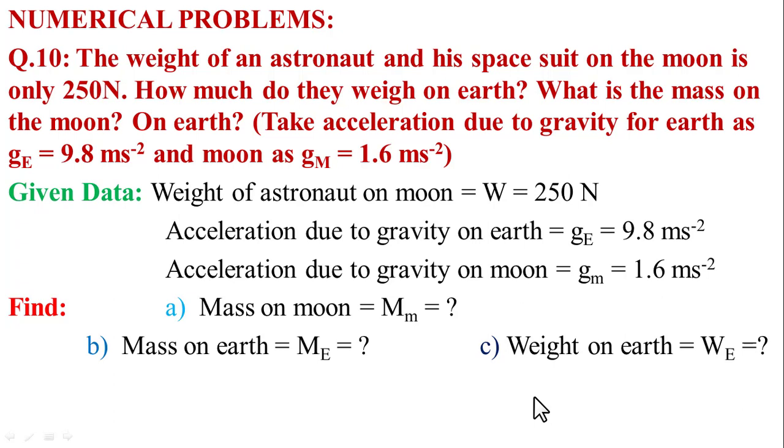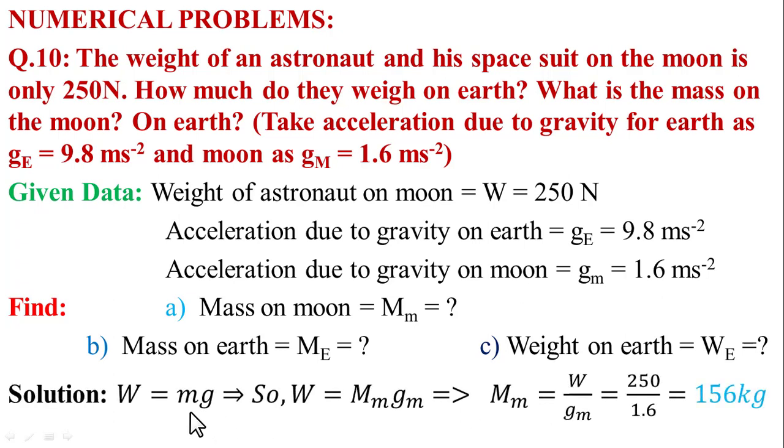First of all, we find the solution. W is equal to mg. So W is equal to mass of moon multiplied by acceleration due to gravity of moon. This implies that mass of moon is equal to weight divided by gravity of moon. So putting the values, weight is equal to 250 divided by acceleration due to gravity of moon 1.6. So the mass of moon is equal to 250 divided by 1.6, which is equal to 156 kg.